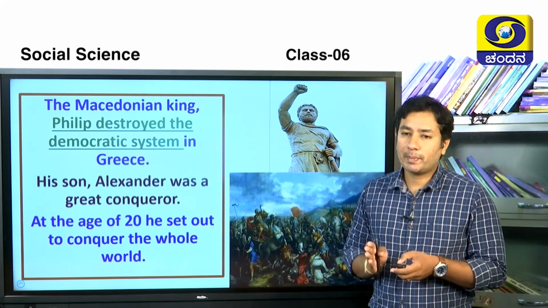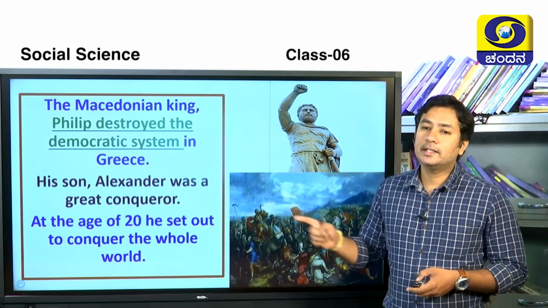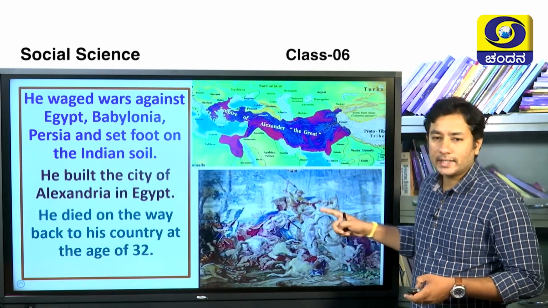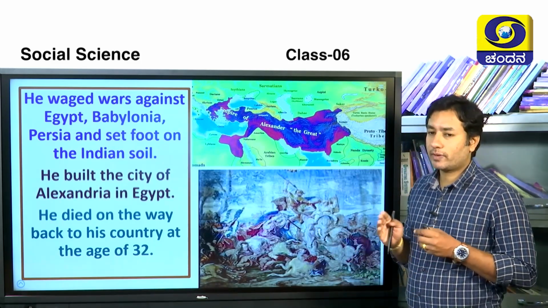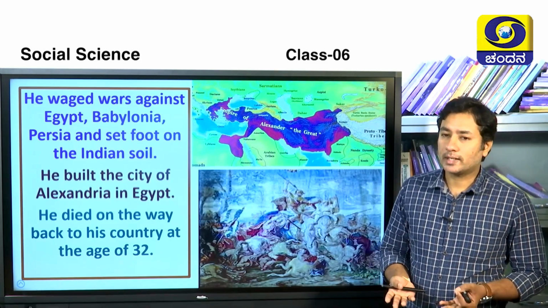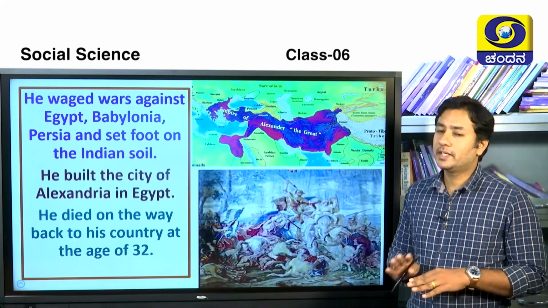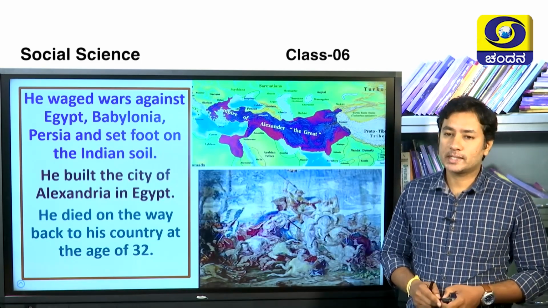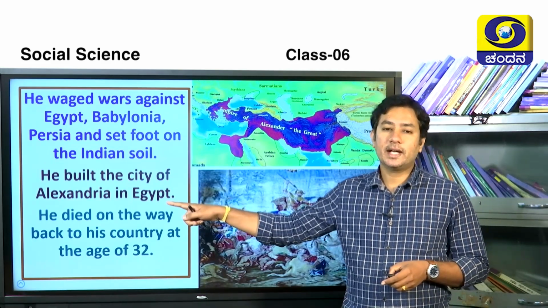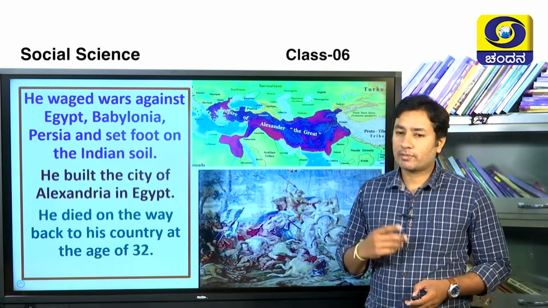About half of the known world of that time fell into the hands of Alexander the Great. He came to India also, and here he fought against the famous king called Porus, but he could not win that war. According to European history, he won the war. According to Indian history, he could not win against Porus. He built an elegant city named Alexandria in Egypt. He died at the age of 32 while going back from India.